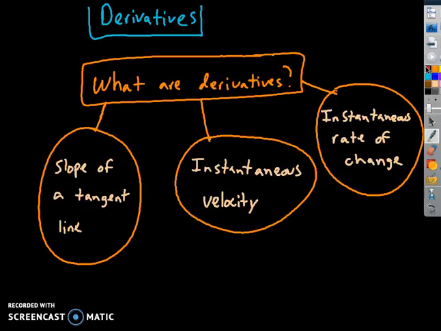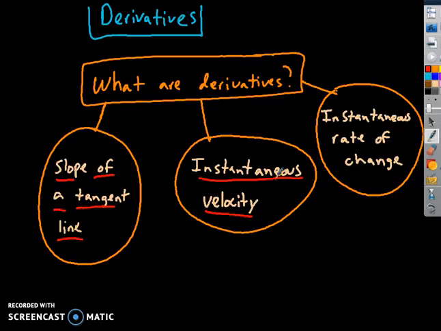And what they are, basically, derivatives have several names. One name for a derivative is slope of a tangent line. So if you ever hear slope of a tangent line, that is synonymous with derivative. More importantly, first derivative. So if you ever hear instantaneous velocity, that is also synonymous with the first derivative. Instantaneous in this case meaning that instant in time.